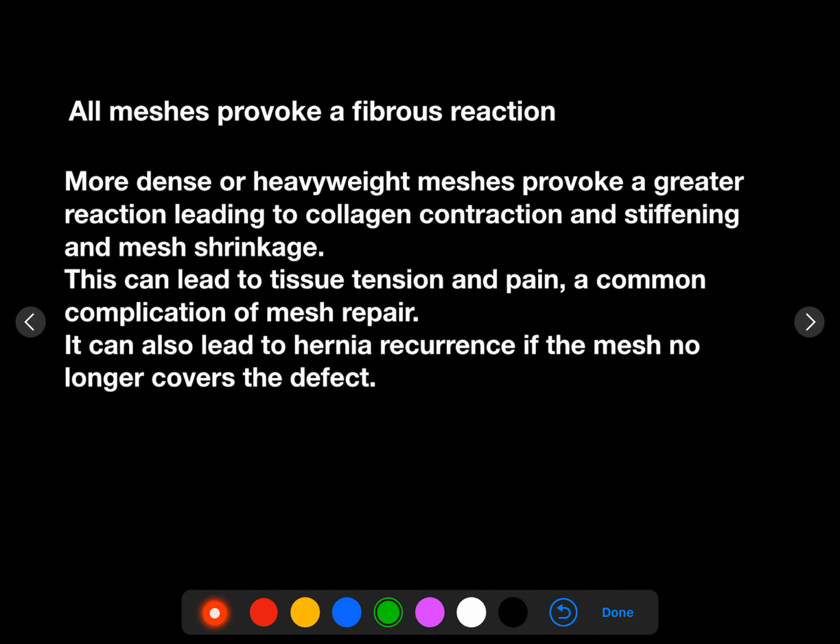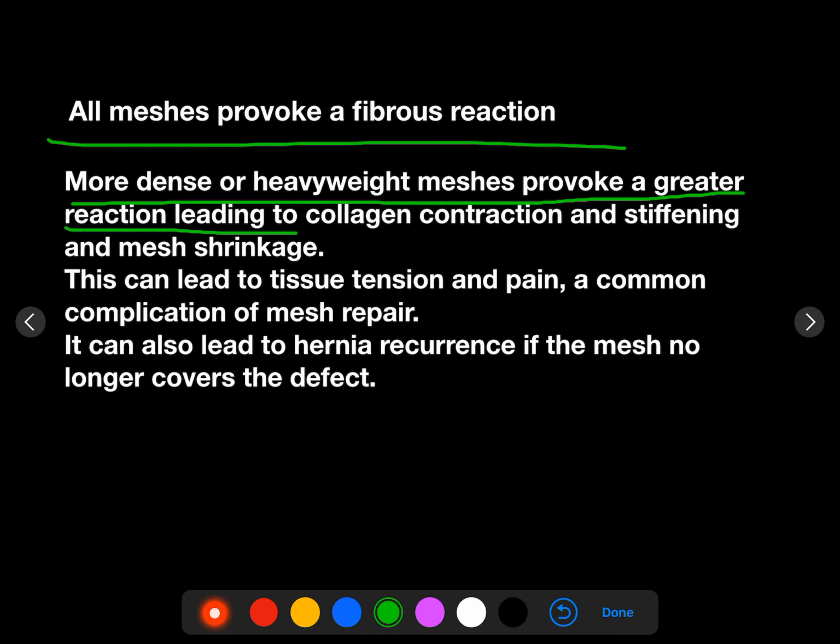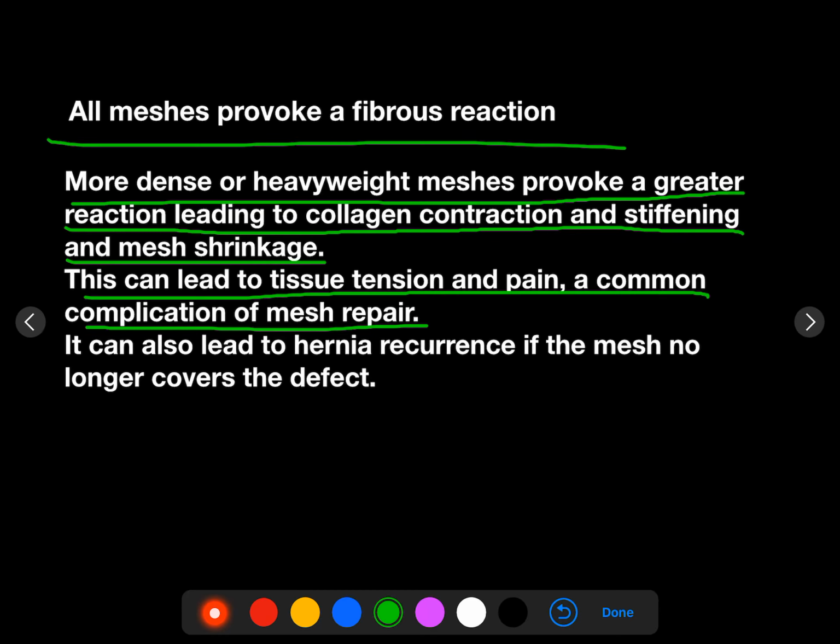All meshes provoke a fibrous reaction. More dense or heavy-weighted meshes provoke a greater reaction, leading to collagen contraction and stiffening and mesh shrinkage. This can lead to tissue tension and pain, a common complication of mesh repair. It can also lead to hernia recurrence if the mesh no longer covers the defect.